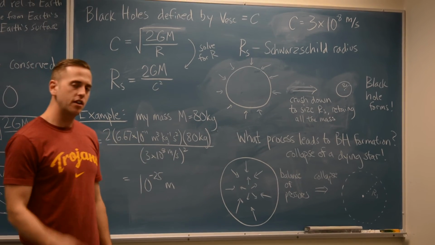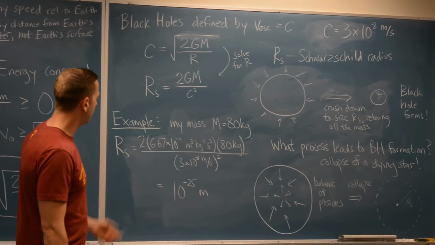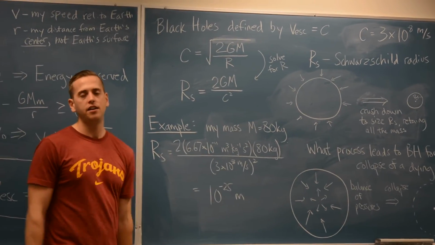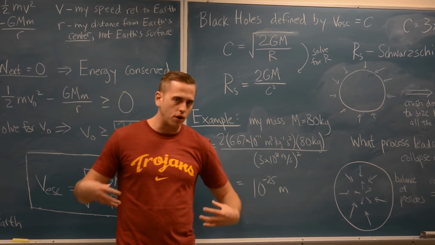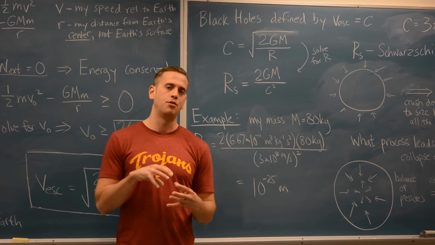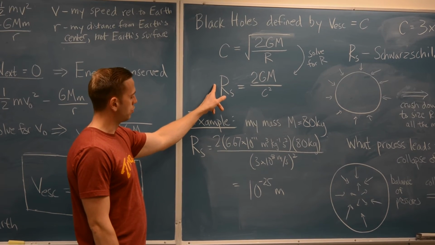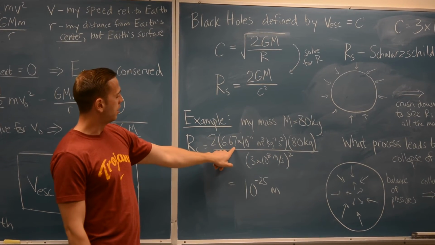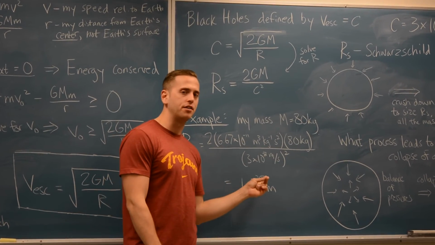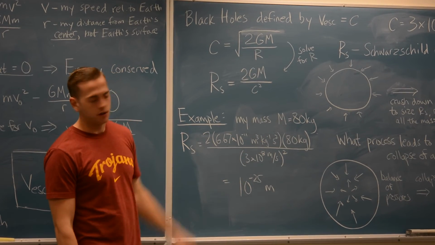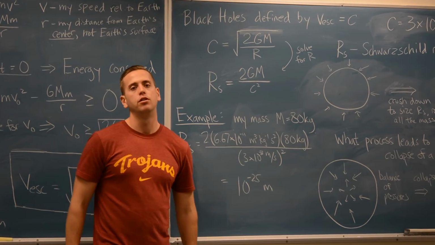So let's get some sense of what the Schwarzschild radius for everyday objects might be. Let's think about, for example, me. I'm 80 kilograms, that's my mass. So what is my Schwarzschild radius? In other words, what size would you have to crush me down into in order to turn me into a black hole? Well, we can use the equation for the Schwarzschild radius, which gives us 2 times the universal gravitational constant, G, times my mass divided by c squared. When you crunch these numbers, what you get is 10 to the minus 25 meters. That's an incredibly small size.